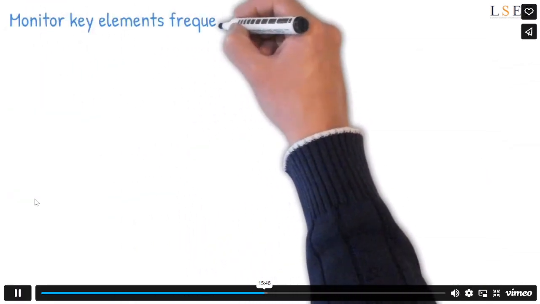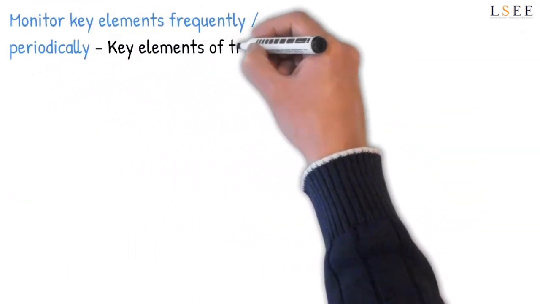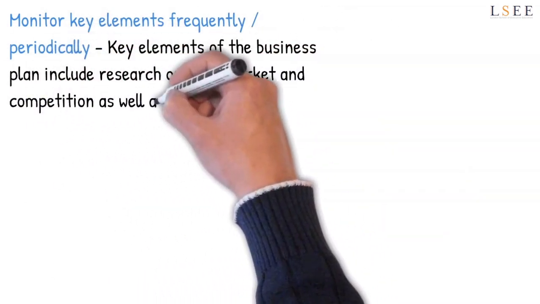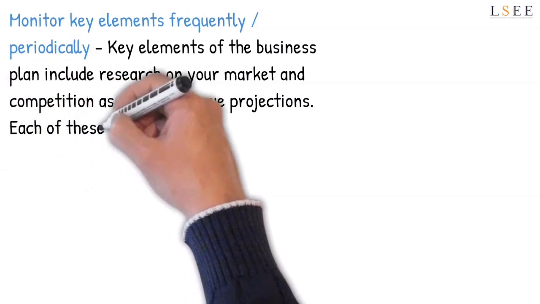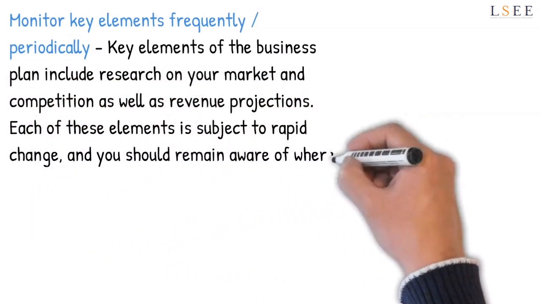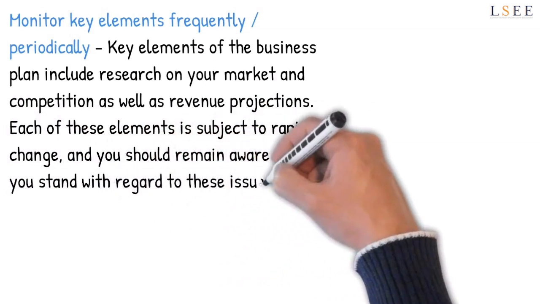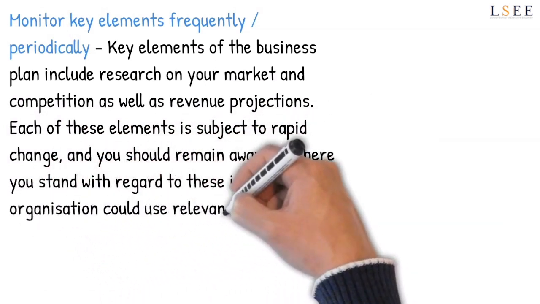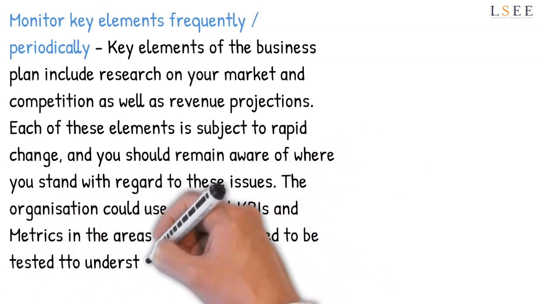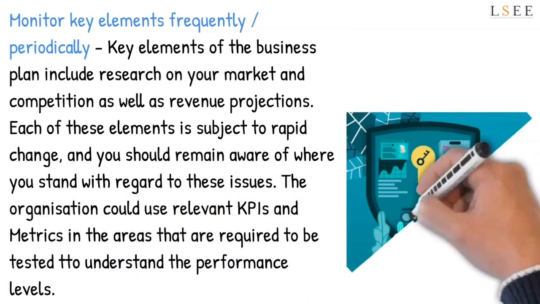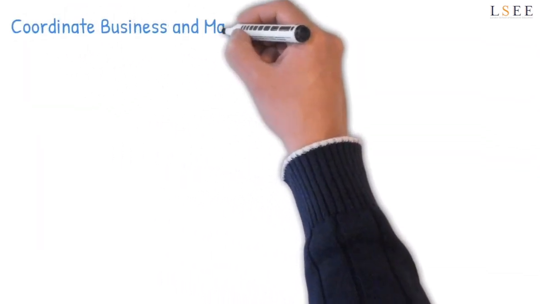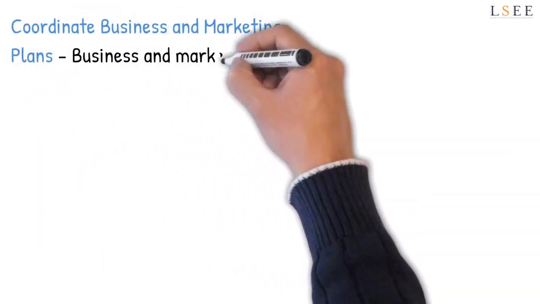3. Monitor key elements frequently/periodically. Key elements of the business plan include research on your market and competition as well as revenue projections. Each of these elements is subject to rapid change, and you should remain aware of where you stand with regard to these issues. The organization could use relevant KPIs and metrics in the areas that are required to be tested to understand the performance levels. 4. Coordinate business and marketing plans.